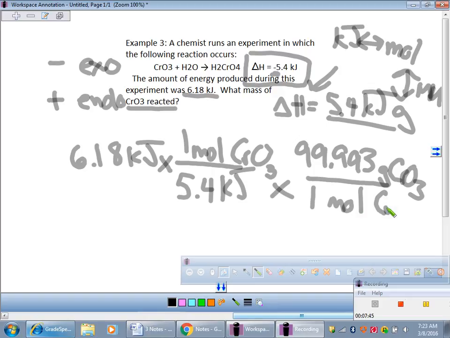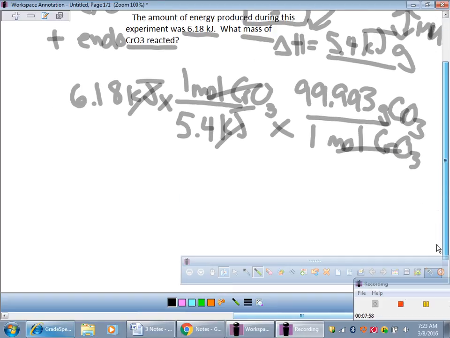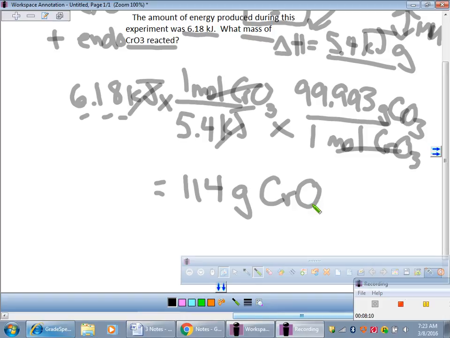And if you look at your dimensional analysis, kilojoules cancels out, moles cancels out, we're left with grams. That's what we wanted because mass is grams. So we've done our dimensional analysis correctly. Plug it into your calculator. I want 12366, so your answer should be 114 grams. So again, this is another way that we can use delta H as a conversion. So let's do one more problem.